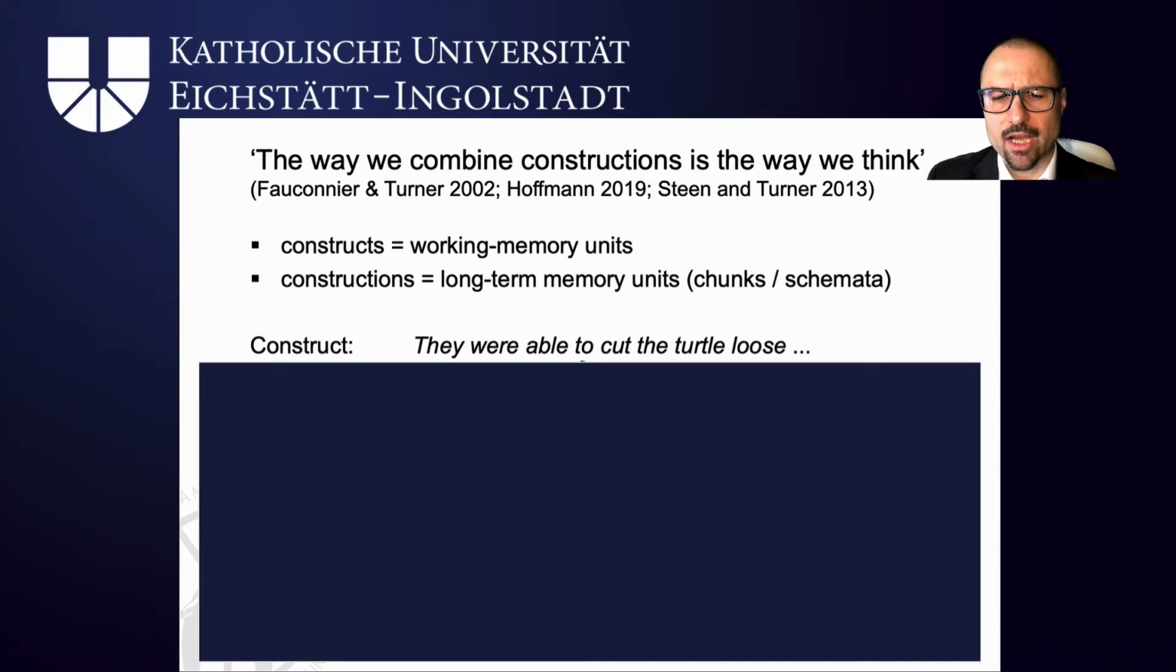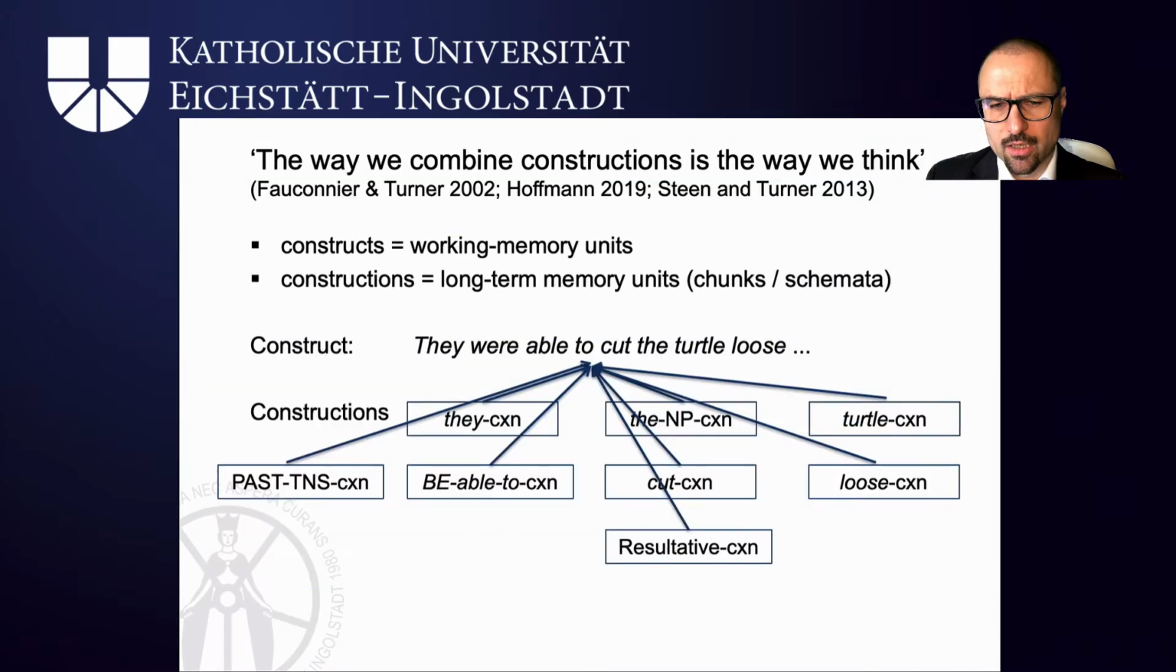Take "they were able to cut the turtle loose." If you think back to our course, then you will know that we've got word constructions like they, turtle, loose, and the cut construction, but we're also going to have schematic constructions like the NP construction, a be able to construction, or a past tense construction. And finally, the argument structure construction, known as the resultative, is going to give us the meaning of they caused the turtle to become loose by cutting.